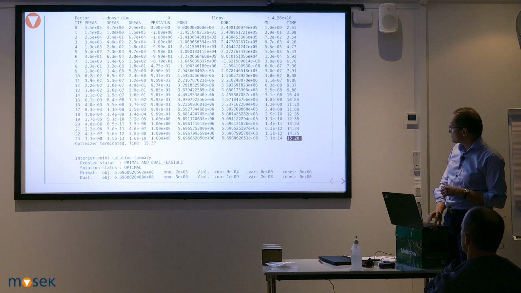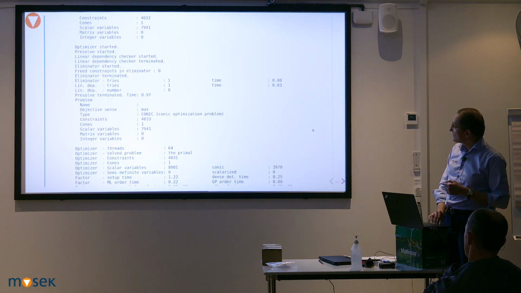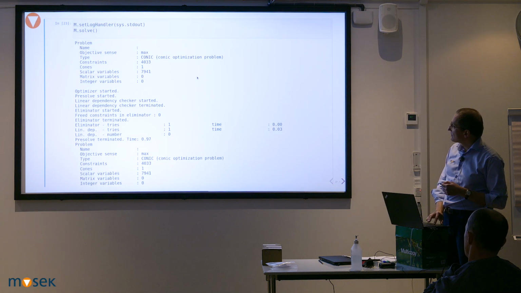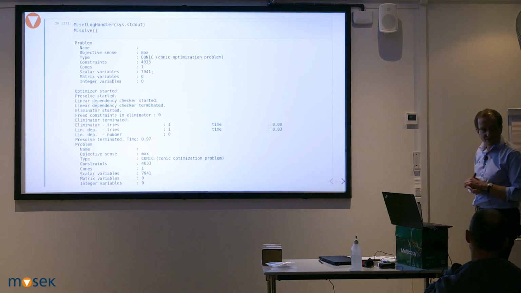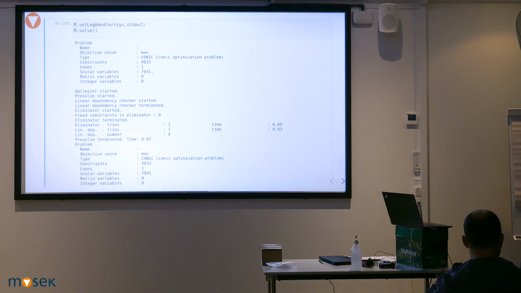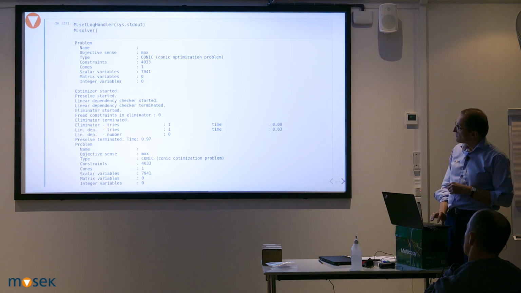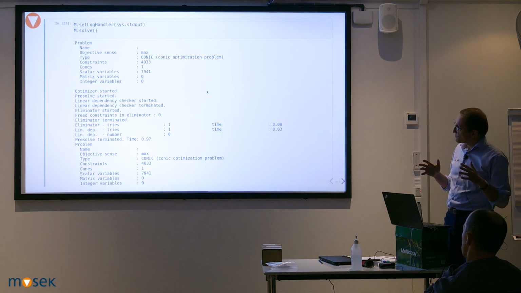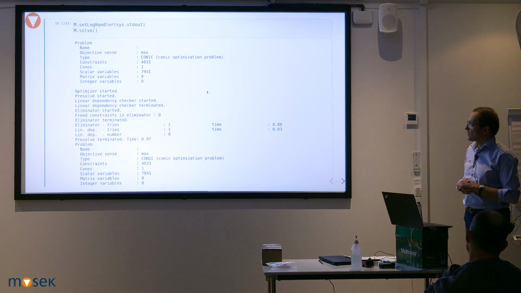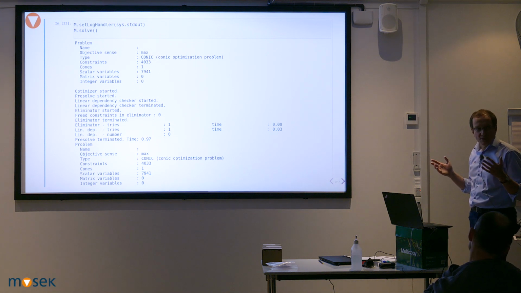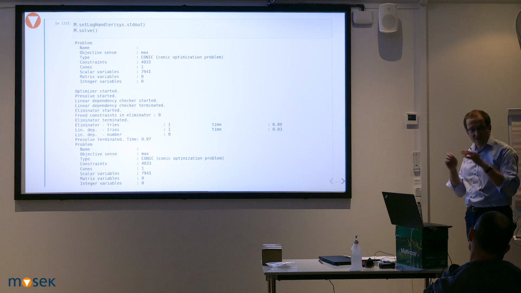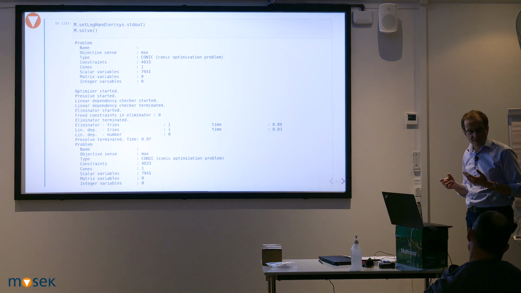How many variables did we have? Well, we had one variable for each asset, roughly. And then we have these extra variables because that's sort of how Fusion models the conic constraint. It has to add some slacks. So we had about double that many. But the essence was 4,000 variables and about 4,000 constraints or entries in the risk constraint, right?